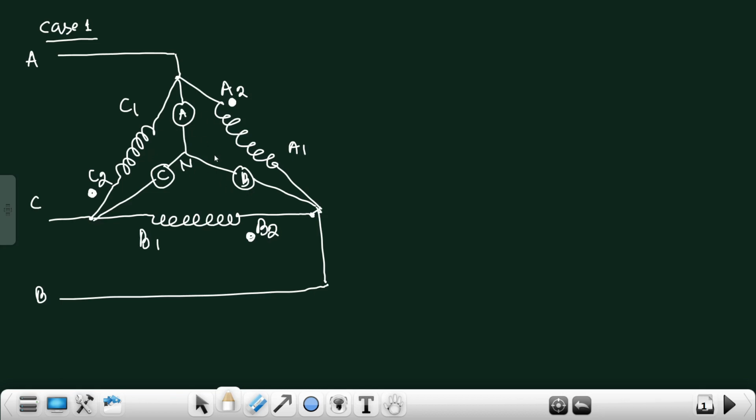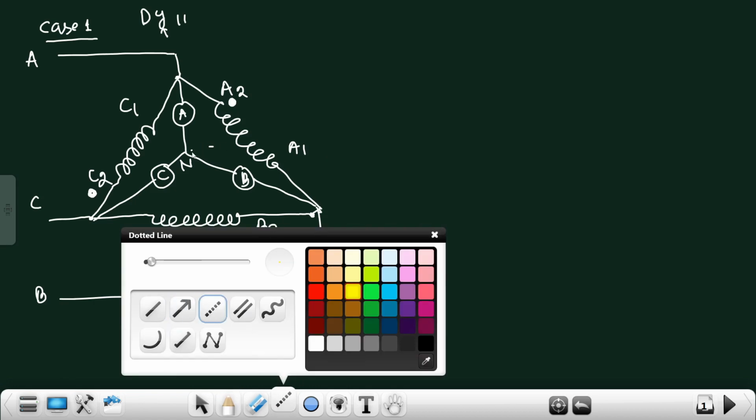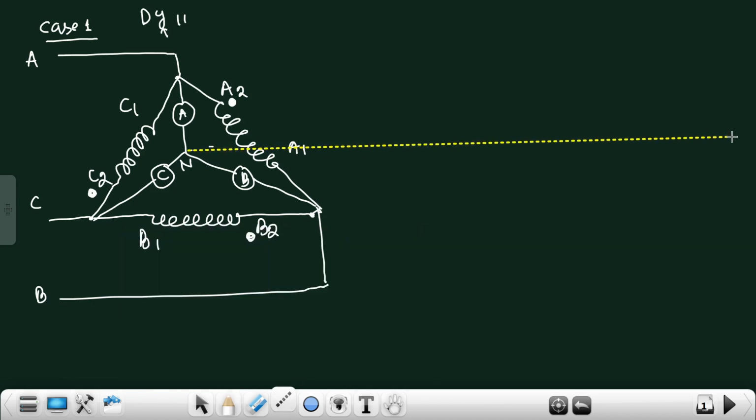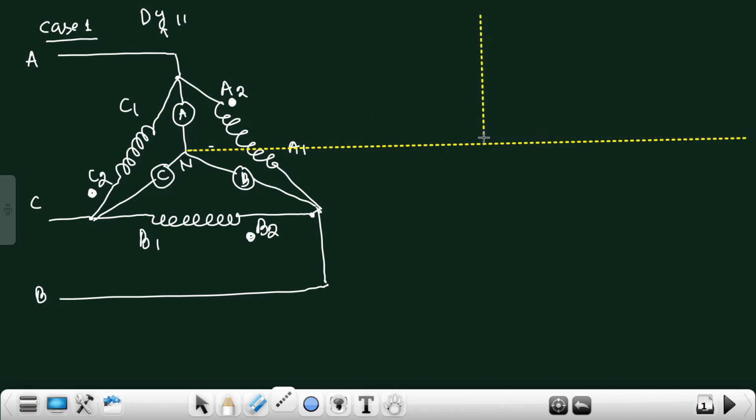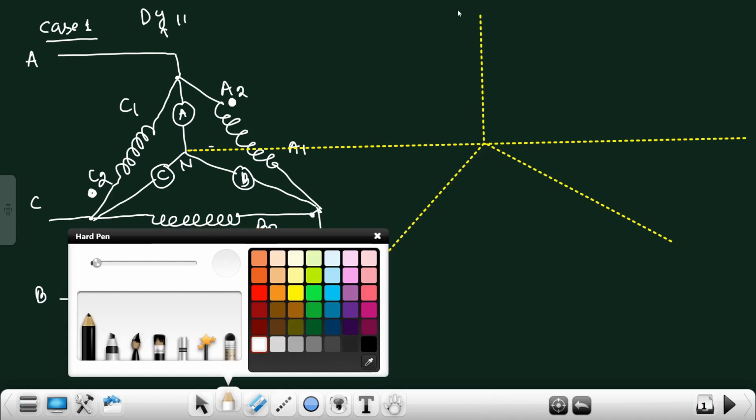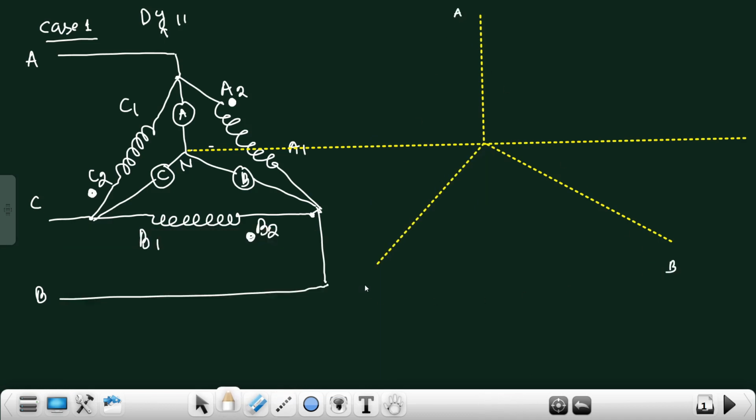So in order to draw the Dy11 connection, that is, the LV side star, we will take as reference this HV side star equivalent. So with the help of dotted line, I'm drawing this HV side star equivalent. This is HV side A phase, this is HV side B phase, and this is HV side C phase star equivalent.